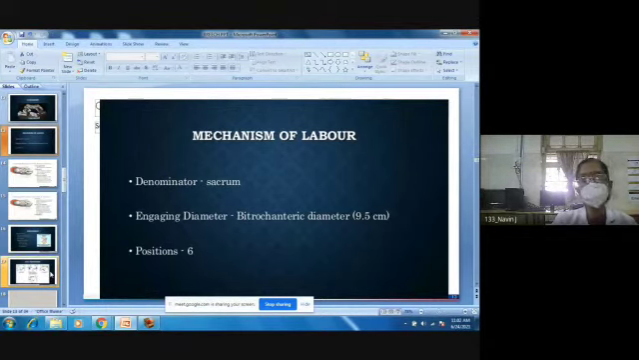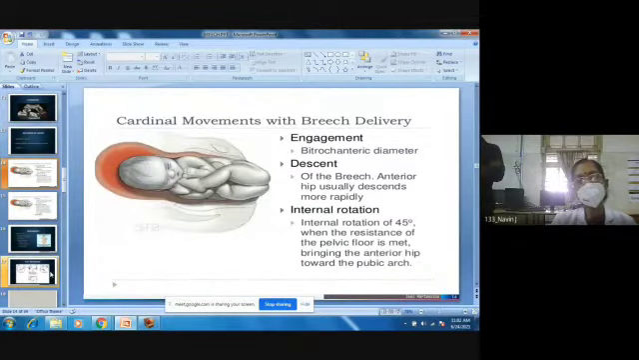Whenever you are asked the mechanism of labor, you should always tell what is the bony denominator. Here the denominator is the sacrum, the engaging diameter is the bitrochanteric diameter, which is 9.5 centimeters, and 4 positions are possible. Cardinal movements in the delivery of the breech will be engagement. Engagement is when the greatest diameter of the presenting part has crossed the pelvic brim. So when you do a PV, if engagement has occurred, whether it's a head or breech, the presenting part will be at the level of 0 station. That means the head will be at the level of the ischial spines.